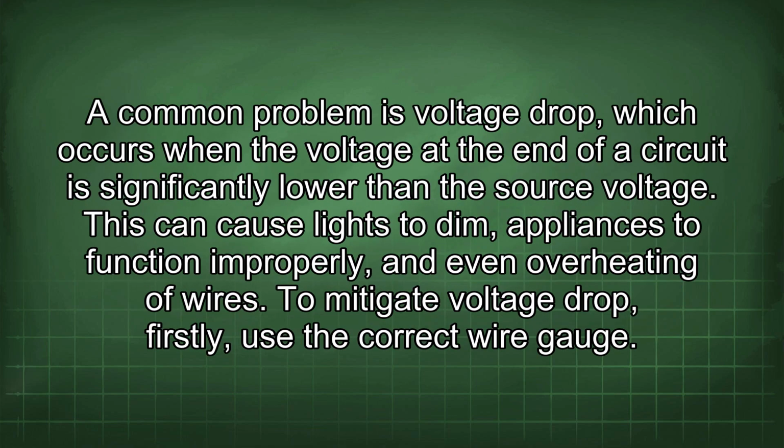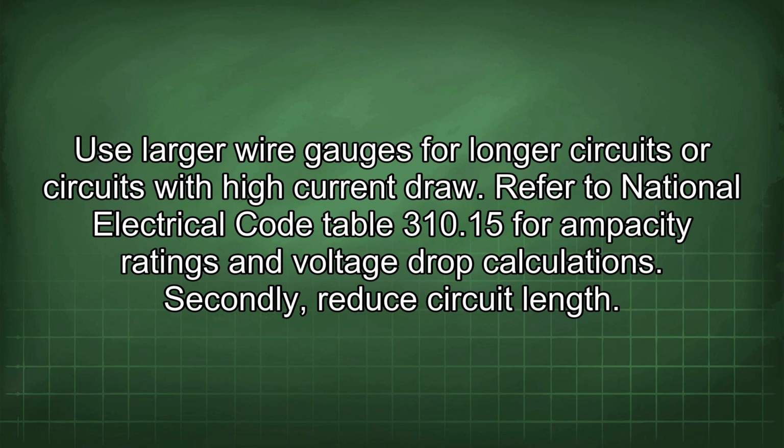A common problem is voltage drop, which occurs when the voltage at the end of a circuit is significantly lower than the source voltage. This can cause lights to dim, appliances to function improperly, and even overheating of wires. To mitigate voltage drop, firstly, use the correct wire gauge. Use larger wire gauges for longer circuits or circuits with high current draw. Refer to National Electrical Code Table 310.15 for ampacity ratings and voltage drop calculations.